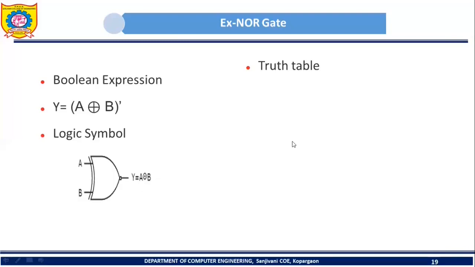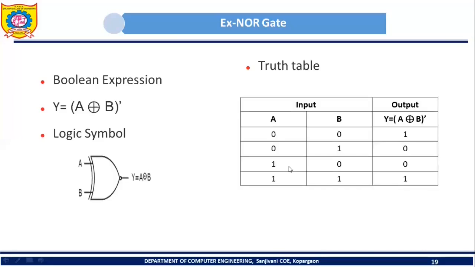Then truth table. If you know the truth table of XOR gate, then you just have to take its complement and you will get the truth table of XNOR gate. So here if inputs of XNOR gate are 0, 0, then output will be 1. Then if it is 0, 1, then 0. 1, 0, output will be 0. And for input 1, 1, output of XNOR gate will be 1. You can easily obtain this truth table from the truth table of XOR gate. Just take the complement of the truth table of XOR gate.